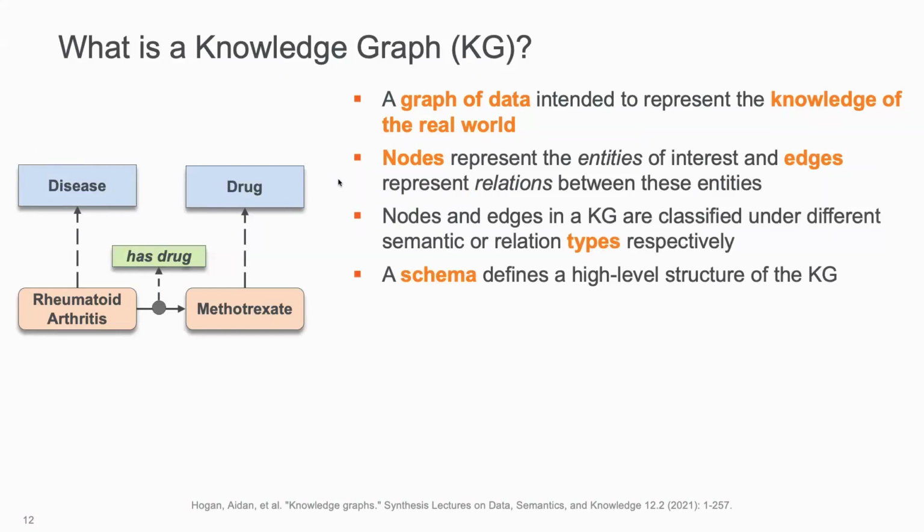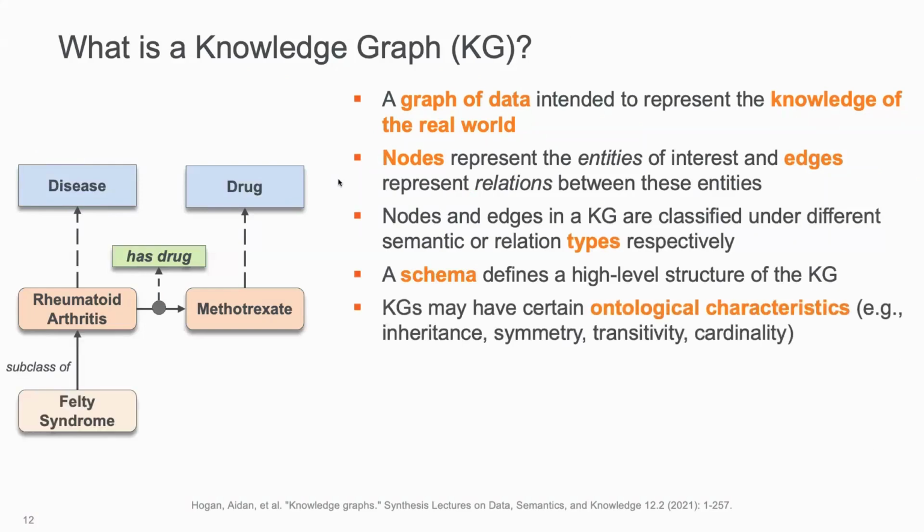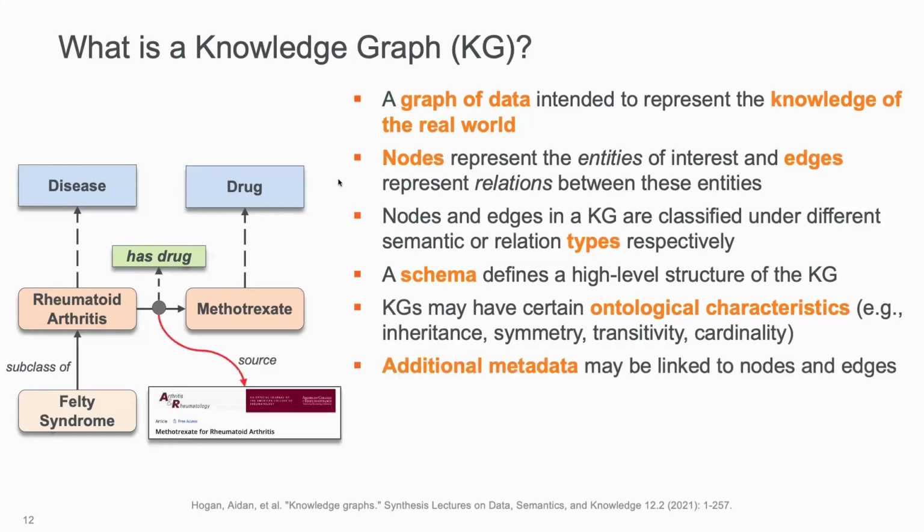Similarly, the nodes in the knowledge graph can also be classified into different semantic types. So you can indicate that rheumatoid arthritis is a disease and methotrexate is a drug. The schema defines a high-level structure of the knowledge graph, and you can have different ontological characteristics that manifest in the knowledge graph using the schema definition. For example, you can indicate that Felty syndrome is a type of rheumatoid arthritis, and it inherits all the properties associated with rheumatoid arthritis. There are other ontological characteristics like inheritance, symmetry, transitivity, cardinality, etc., that can also be expressed in a knowledge graph.